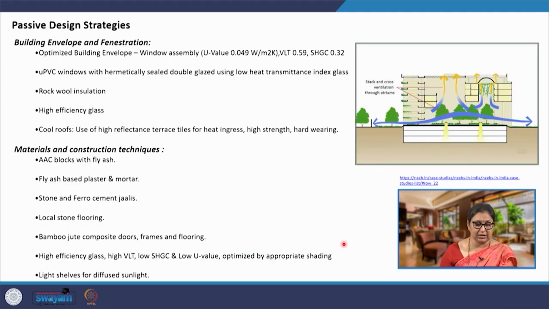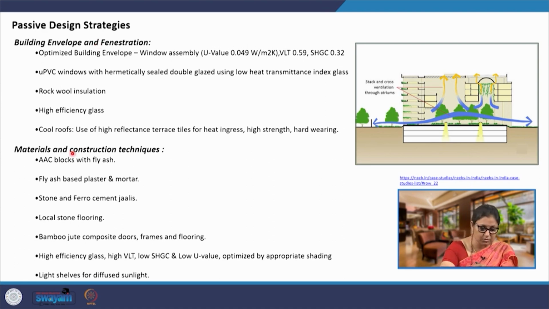Another very interesting thing, before I move to MEP, is the building envelope and fenestration design. So, the building envelope, window assembly, the glass that has been used, the insulation in the walls that has been used. All those passive design strategies have been correctly implemented here. And when we are talking about material and construction, AAC blocks with fly ash. So, a lot of discarded waste material has been used, fly ash based plaster and mortar, then stone and ferrocement jalis have been used, the flooring has been done in locally available stone, bamboo jute composite doors.